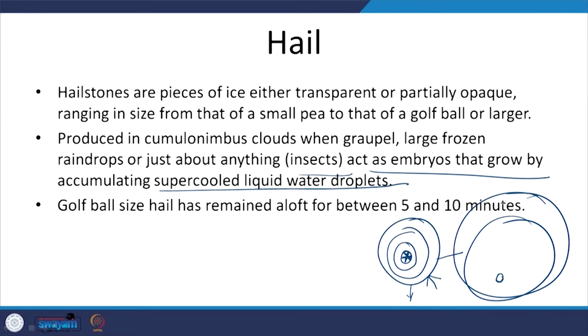Right. What has been seen is that golf ball size hail has remained aloft for between, let us say, 5 to 10 or 15 minutes. So they exist within the cloud. There is a strong vertical updraft in the cloud which prevents these crystals from falling to the ground.